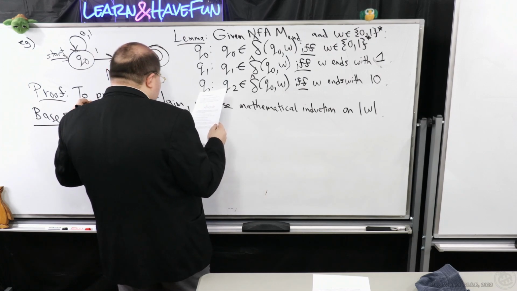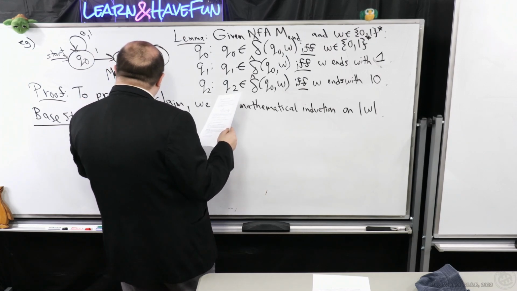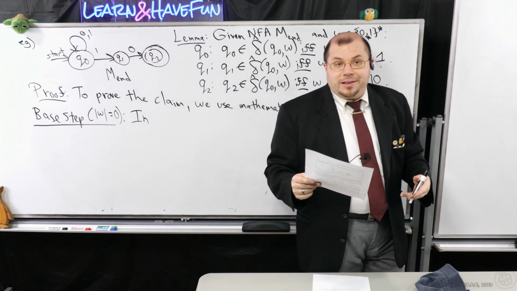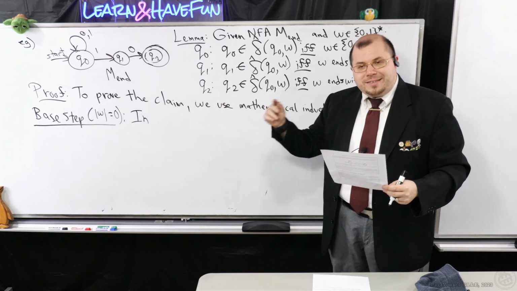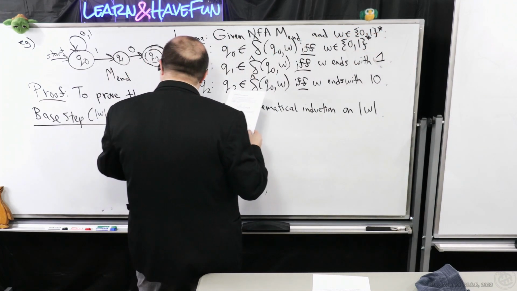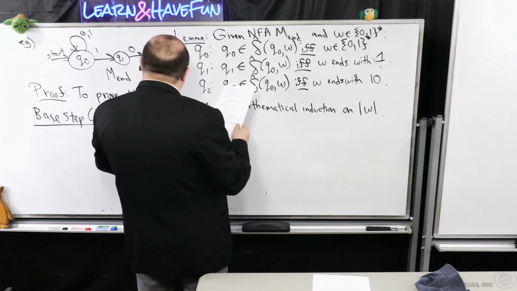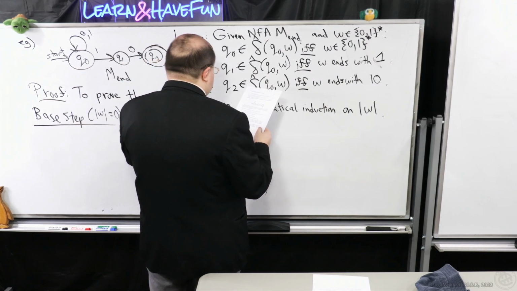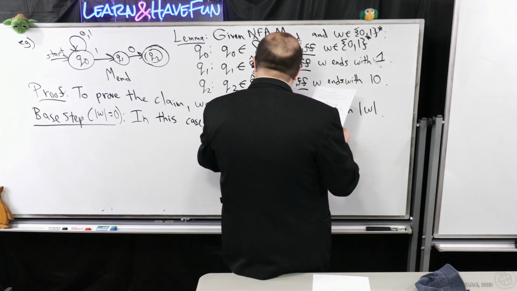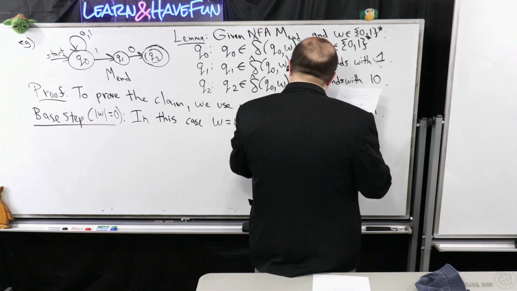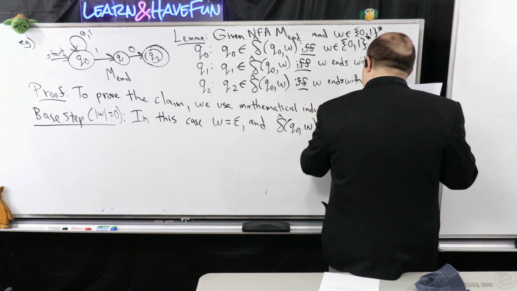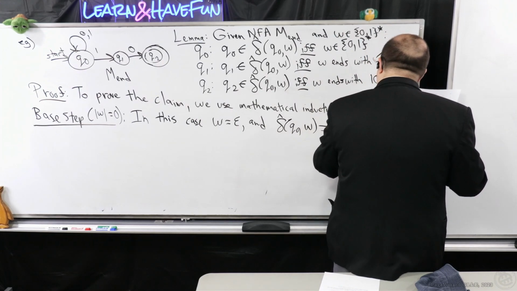So let's consider the definition of computation for an NFA when we're given an empty string. Well, we stay in the same state, right? So let's see what happens. So in this case, W is equal to the empty string, and by definition, it has to be that delta hat Q0 W is equal to the set that contains only Q0.